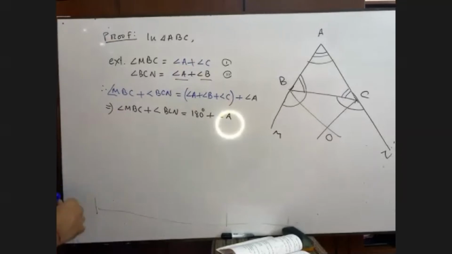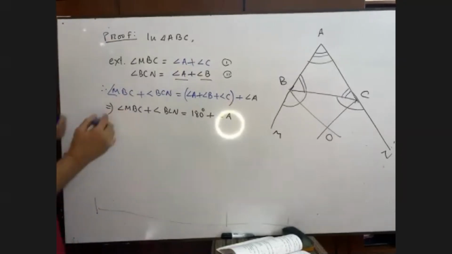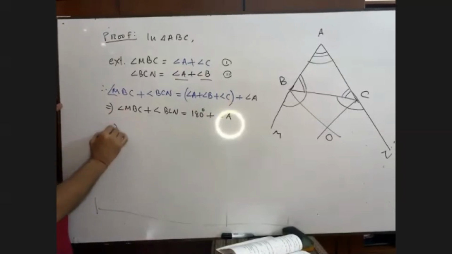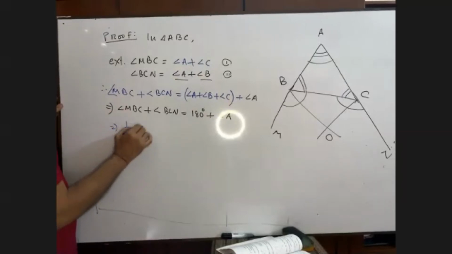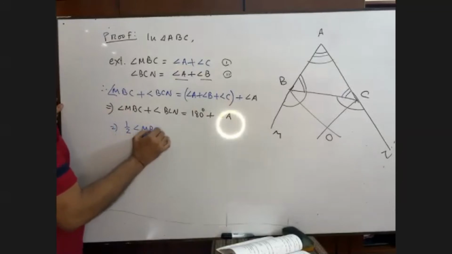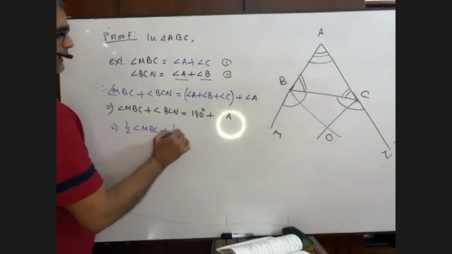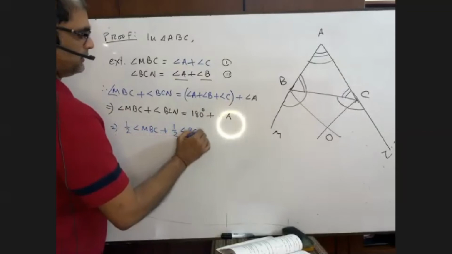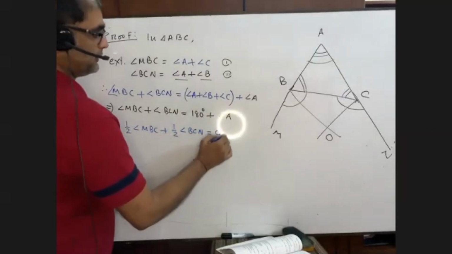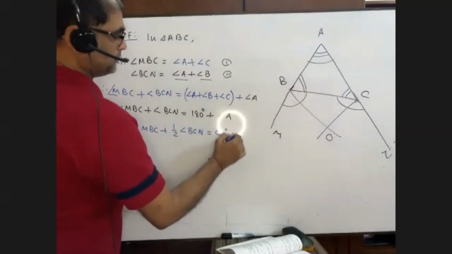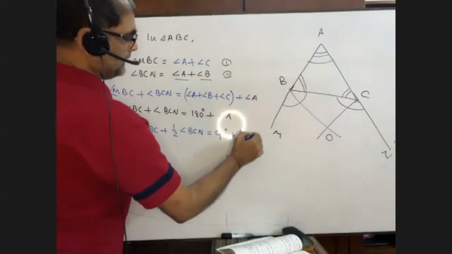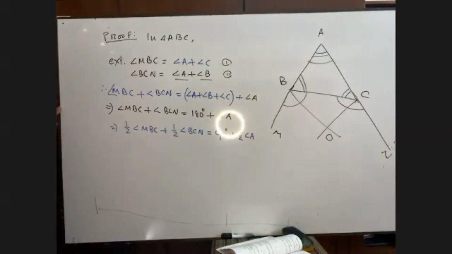Now can you remember for the previous math what we did? We divided by 2. That is half angle MBC plus half angle BCN equals 90 degrees plus half of angle A. I have divided both the sides by 2.